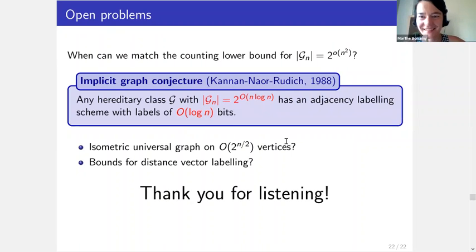Thanks. Any other questions for Carla? I was wondering, when in the adjacency labeling you don't insist that different vertices have to have different labels, what happens then? And also, does it still have some connection to the universality problem?